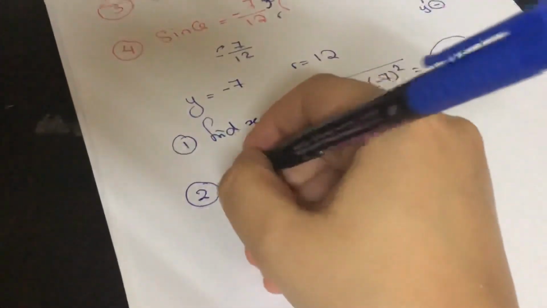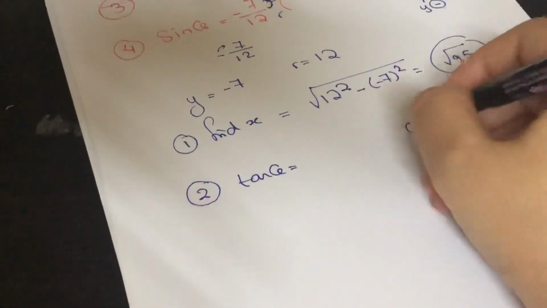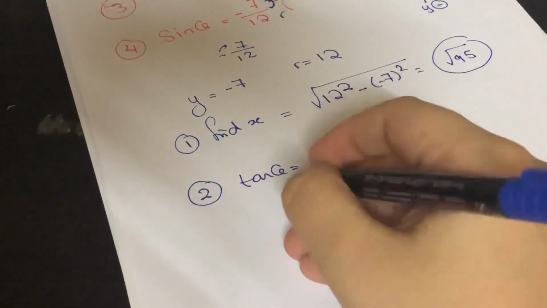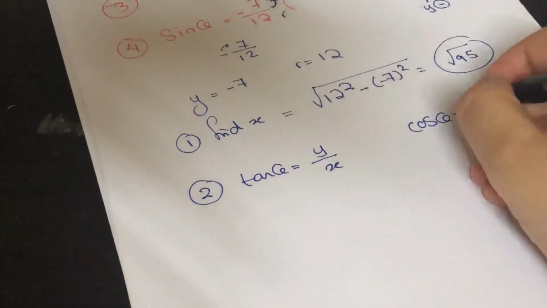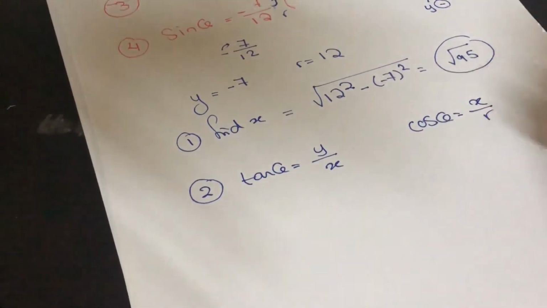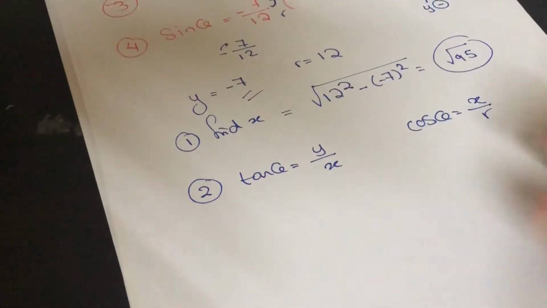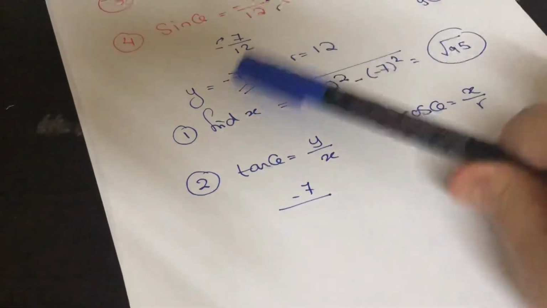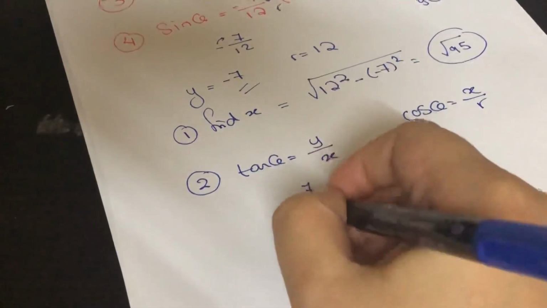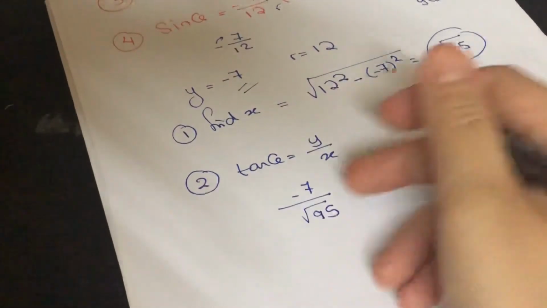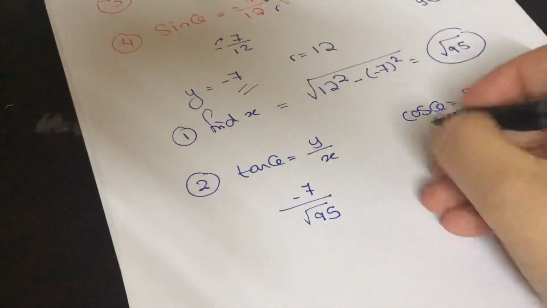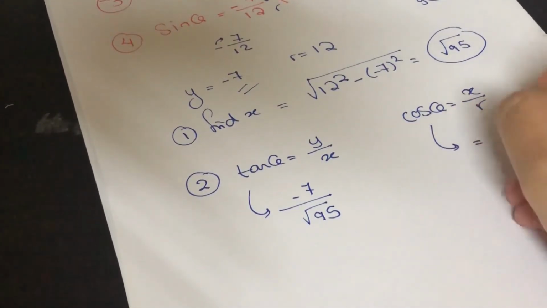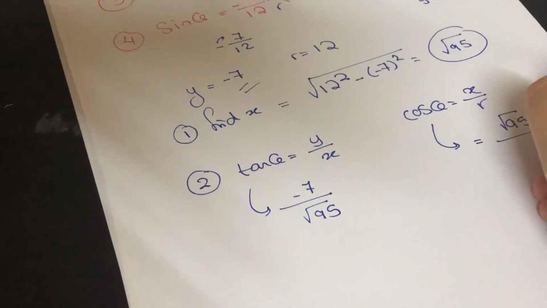Number 2 is to find tan theta equals to what and cosine theta equals to what, because the question has given me sine theta. So tan theta is equal to y over x and cosine theta is equal to x over r. And I fixed my signs and everything is okay. So tan theta is negative 7 over x, which is root of 95. Do I need to simplify here? I don't care. I need to simplify my final answer. Over here, I don't really care that you simplify or no. Cosine theta is x over r, and x is root of 95 over r, which is 12.